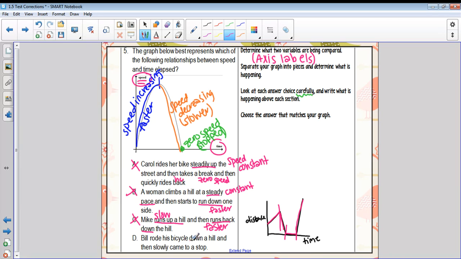If he rides down a hill, he's going to be going faster first. That looks good. Then he's going to slowly come to a stop. So if he's slowly coming to a stop, then that means he's going to slow down, slower, and then he should hit 0 speed. So the answer choice here is letter D.